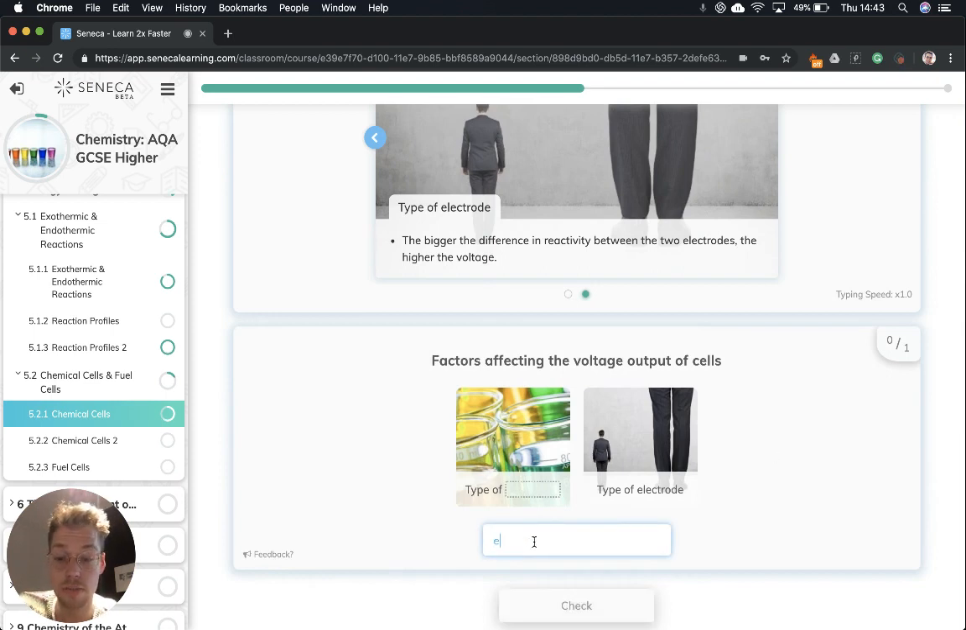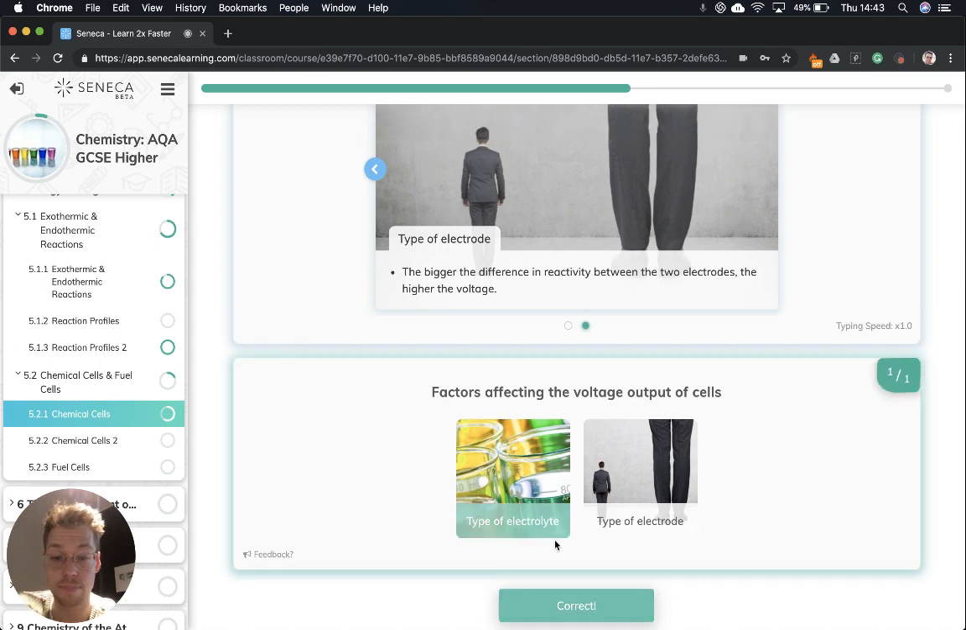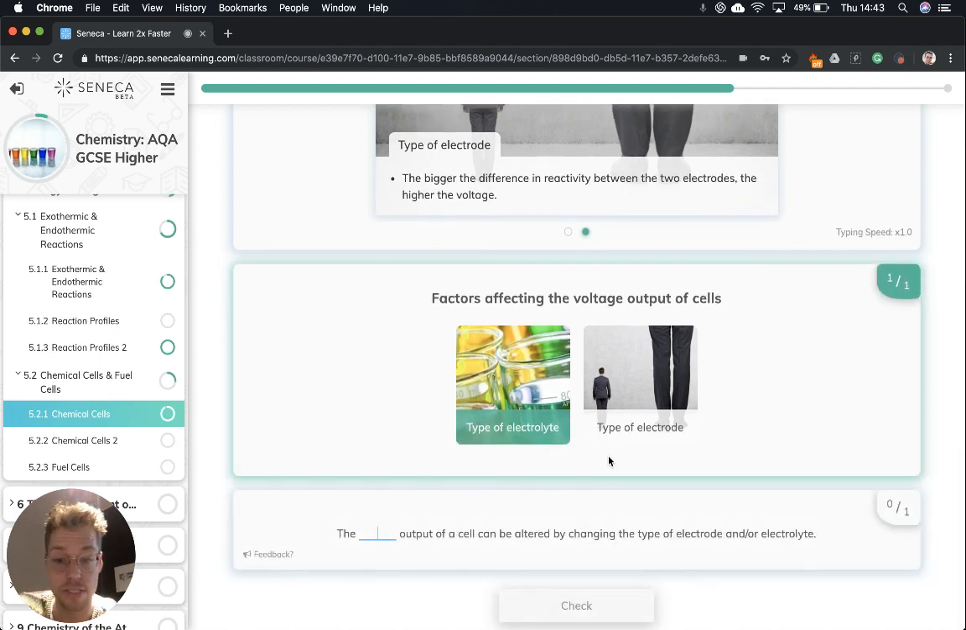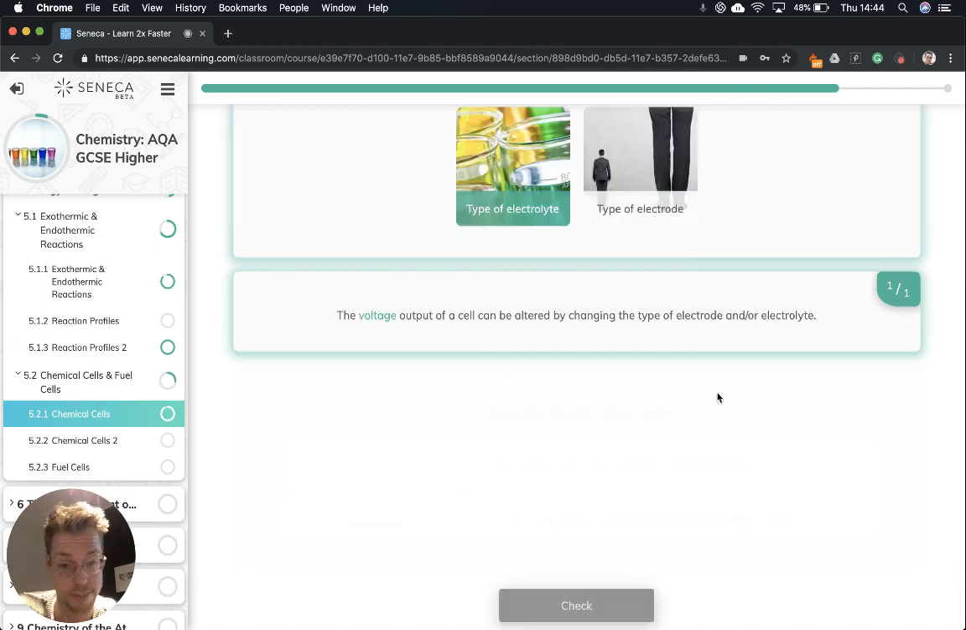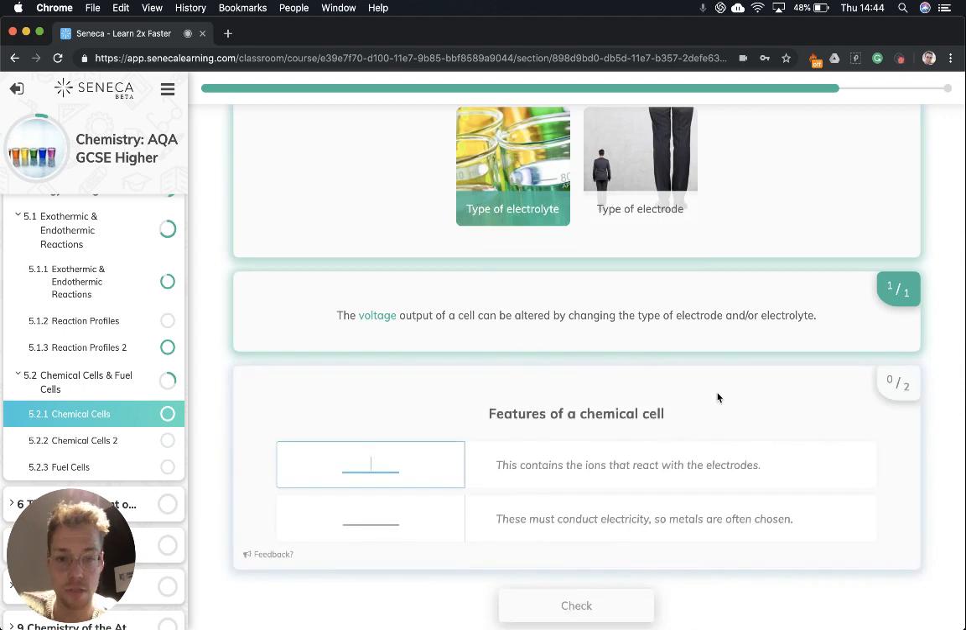So what are the two things we can change? The type of electrolyte and the type of electrode. Amazing. And what does that change? It changes the voltage output of a cell. Perfect.